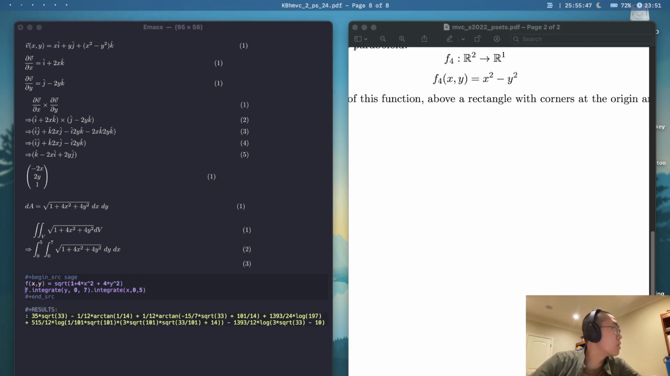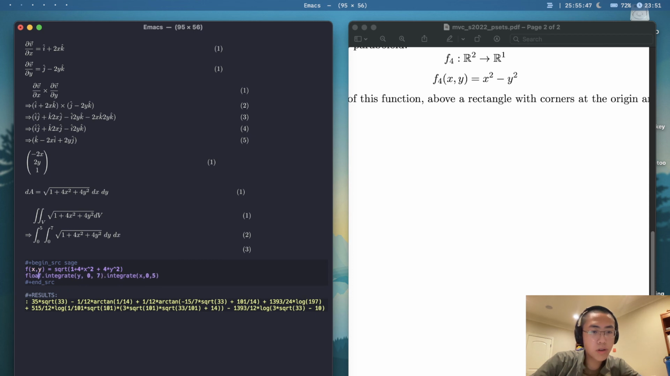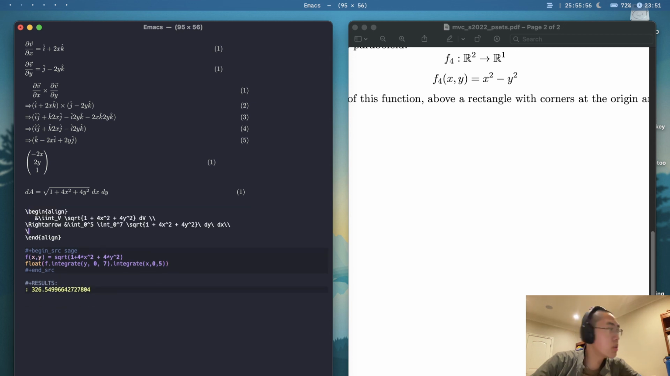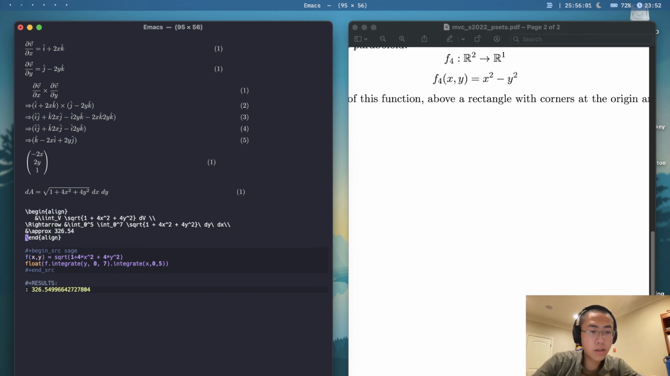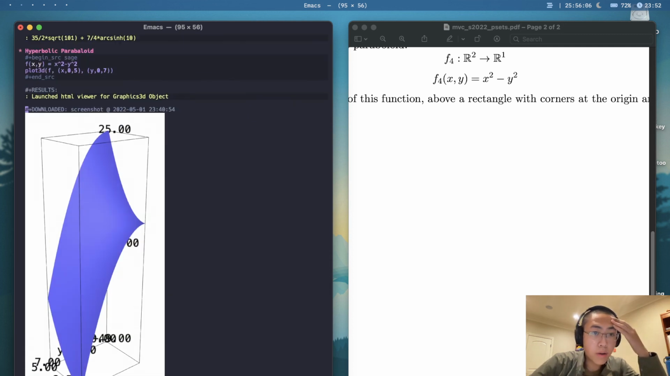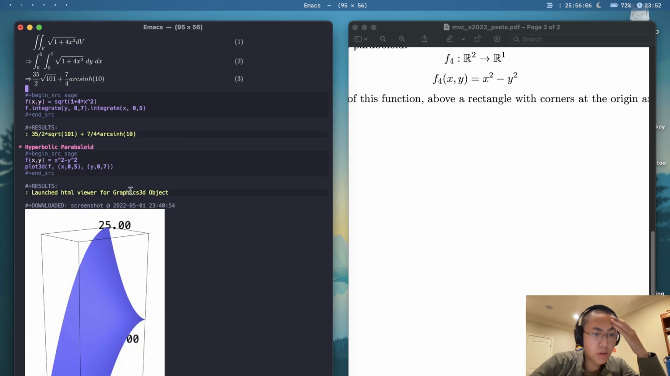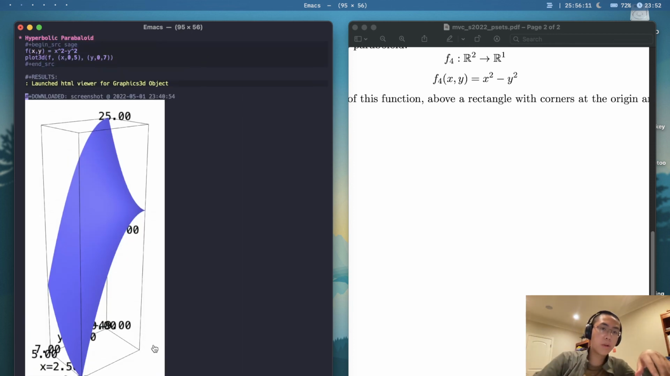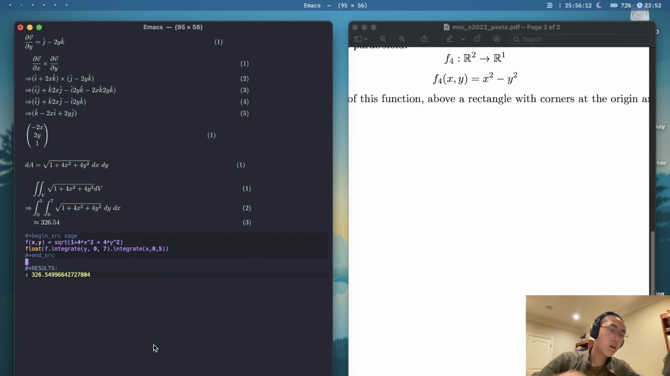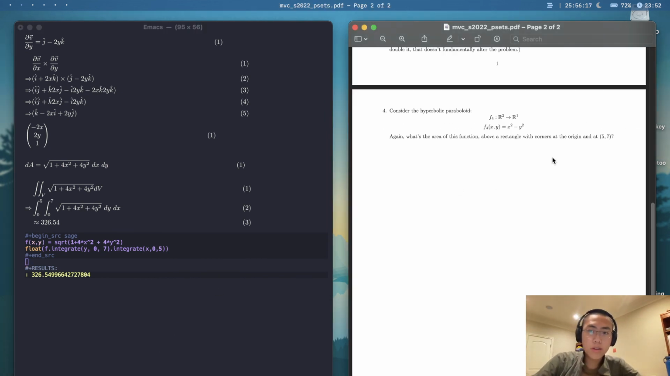Okay, that's reasonably silly as a result, so we're going to ask for a floating point representation, which is approximately 326, and that indeed is larger than what we had on top, which I think was 160 something. So you can see the even curvier shape is floating up and therefore has a larger surface area. Okay, those are the problems.